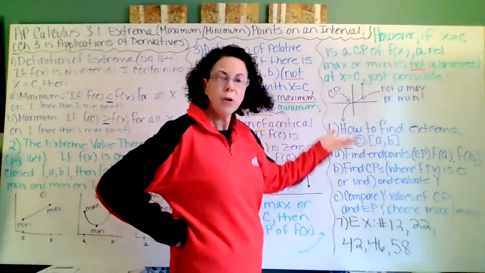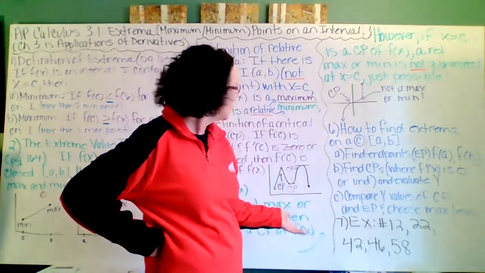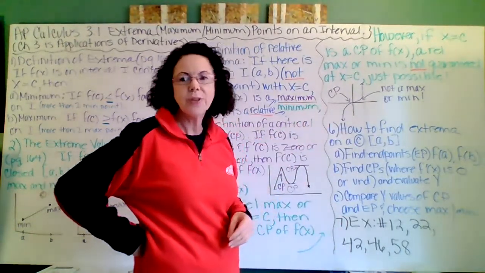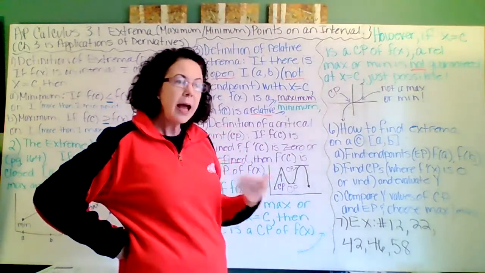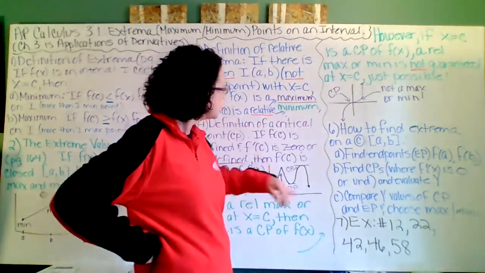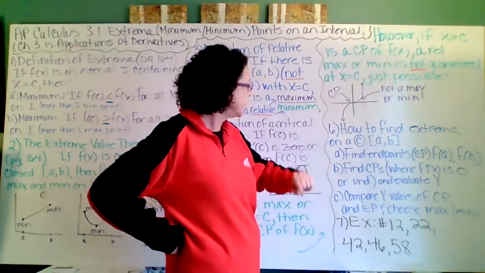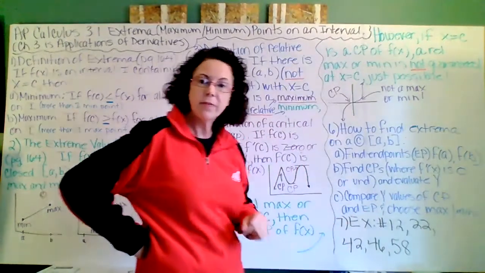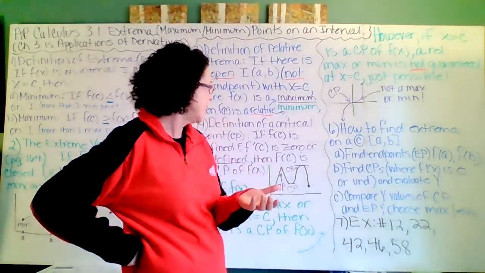So what do we do with all this? Here's what we do. How to find extrema on a continuous closed interval. So that's what they're going to be asking you to do. How do you find max and mins on a continuous closed interval? So here's what we're going to do. We're going to find the endpoints first, right? Because it's closed on A to B, we should be able to find f of A and f of B, right? We're going to find those y values.